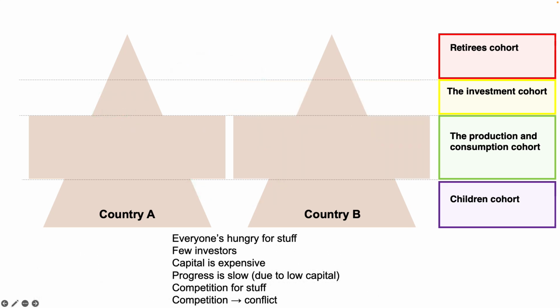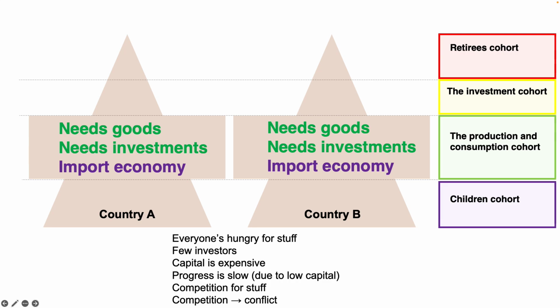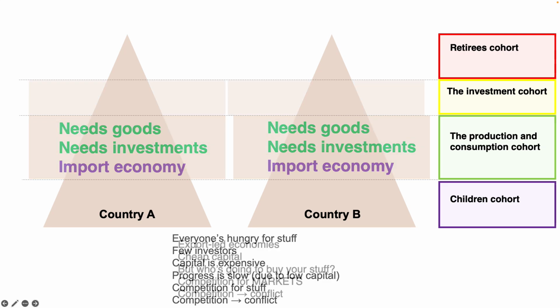So what happens in this case? Everyone's hungry for stuff. There are few investors, capital is expensive, progress is slow due to scarce capital. There's competition for stuff and capital, and competition leads to conflict. This is one of the reasons why wars break out. There is a competition for goods and capital. Put another way, they're competing for the same things.